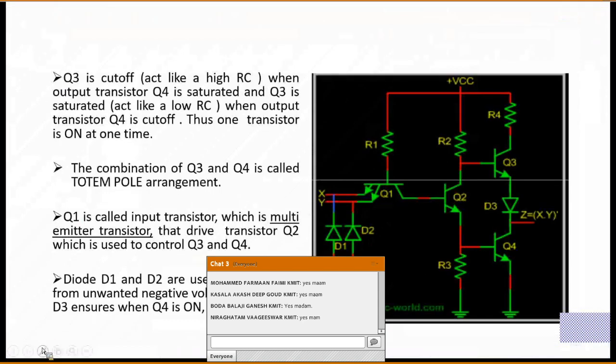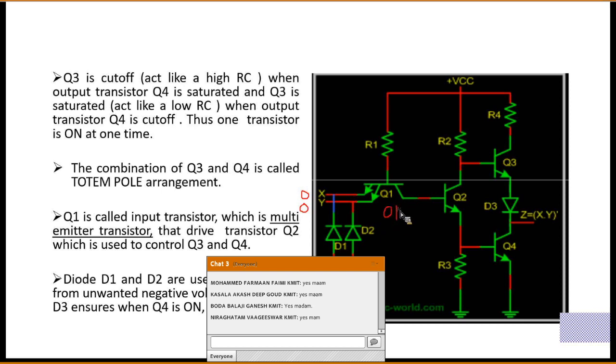I'll take the second case. See, if X is 0 and Y is 0, then what happens? Here the emitters are 0 and the base is 5 volts. So here you can say that this is forward bias. Forward bias means Q1 will be in on state.